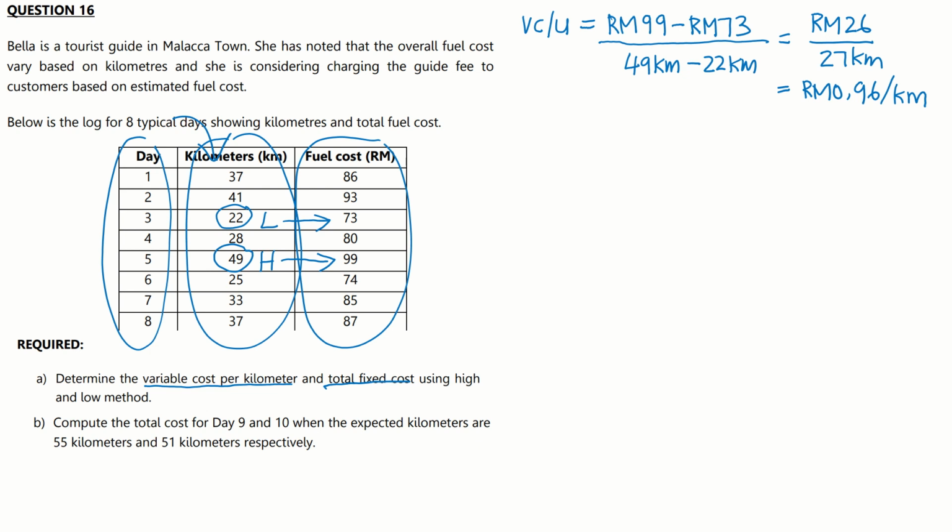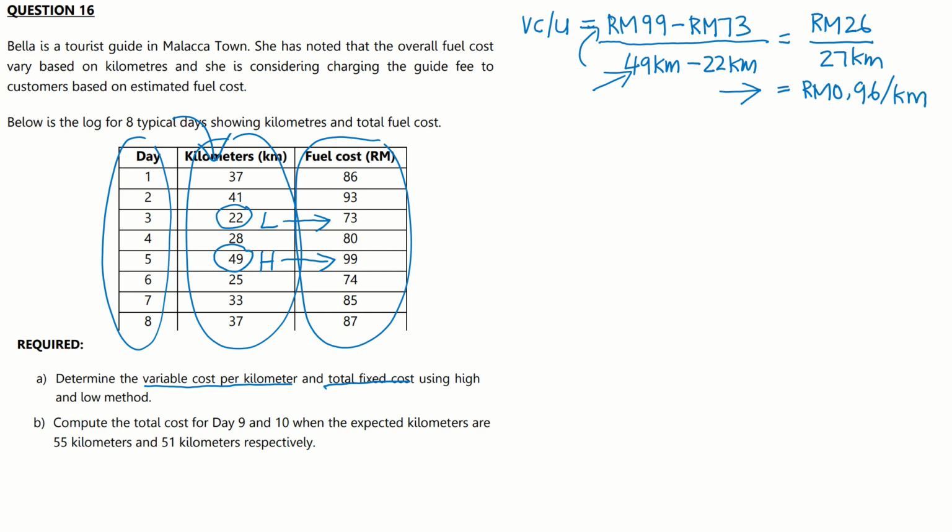We have determined the variable cost per unit earlier, which is 96 cents here. Now from that data, choose one activity level out of the two extracted earlier. Either you take the lowest or the highest activity level. Let's say I'm choosing the highest, the 49 kilometers. For 49 kilometers, the fuel cost was 99 ringgit, right?